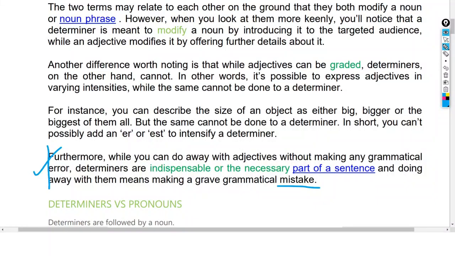Now in the case of the determiners, if you simply avoid them, for example, I have seen a man in the street, now if you are not using this a here, the sentence will be grammatically incorrect. Therefore, these are the differences between the adjective and the determiners. I suppose you understood it. Now it is time to go to the difference between the determiners and the pronoun. Therefore, here you go. Let us continue.